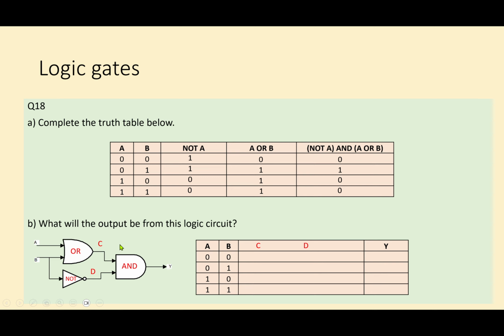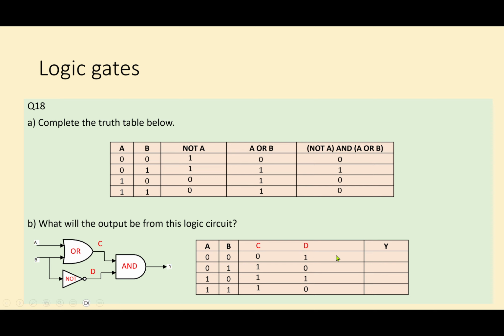So C is A or B. So wherever there's a 1 in A or B, we're going to put a 1 here. There isn't a 1 here for the first one because they're both 0, so we know that's going to give us a 0. The rest will be 1. D is simply B going through a NOT gate. So we're going to take what's in B here and we're going to make it opposite.